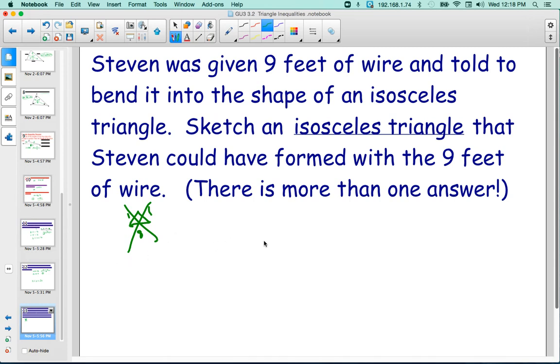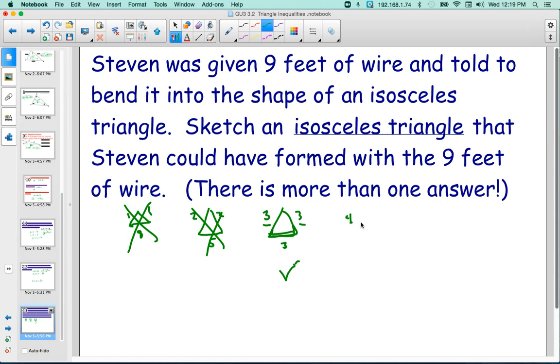Let's go ahead and do what we did on that last slide just to see what our different lengths could be. Well, you know what? I'm going to keep guessing and checking. 2, 2, and 5. 2 plus 2, nope, that doesn't work. 3, 3, and 3. That works. This is an equilateral triangle, but it's also isosceles because it has at least 2 congruent sides. So this one works.